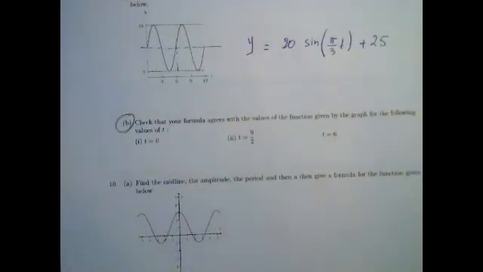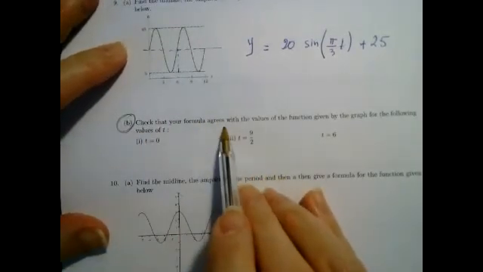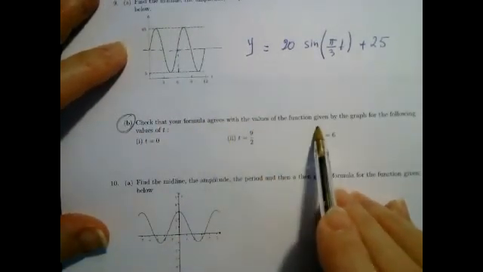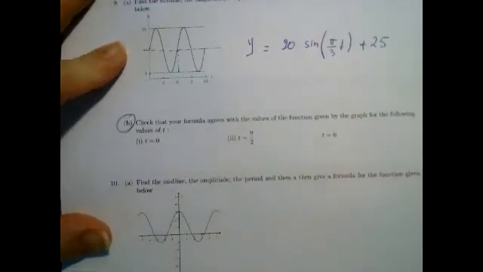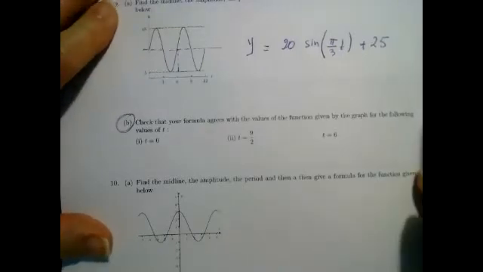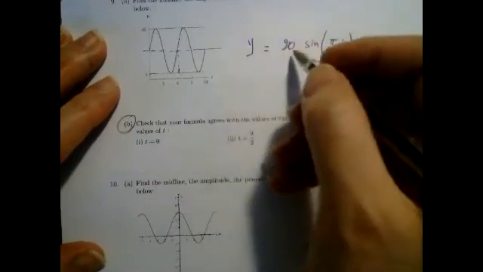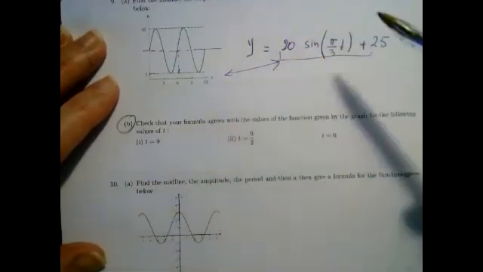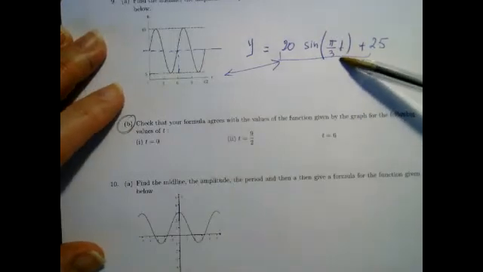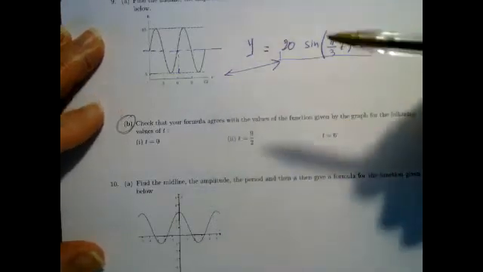Now, part B, I'm asking you the following. Check that your formula agrees with the value of the function given by the graph for the following values of t. What am I talking about? This is the graph and this is the function. And the idea is that this rule should agree with your graph. It means if you plug in a t in your formula or in the graph, you should have the same answer. So let me see what I mean by that.